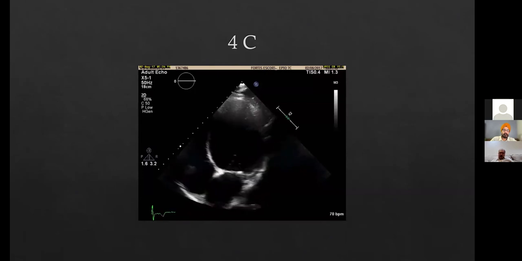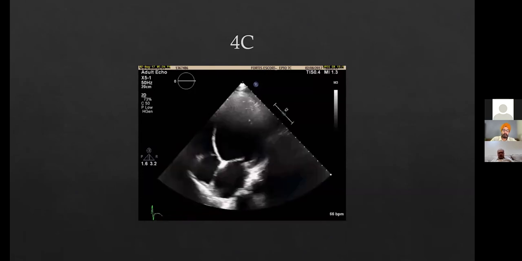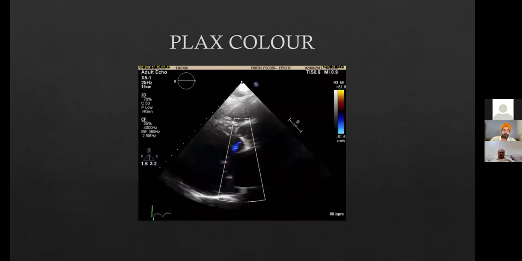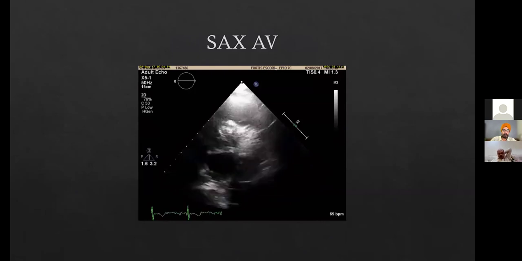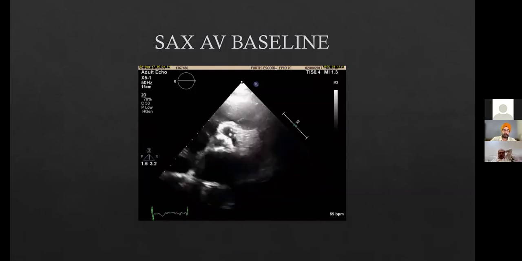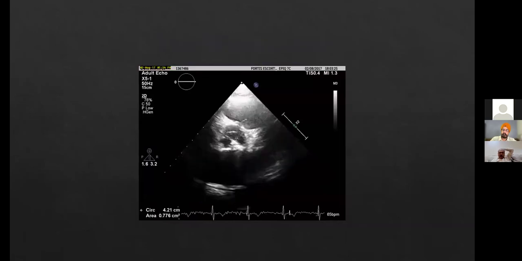Mitral annular calcification is there, but the mitral leaflets move very well. LA pressures are high, clearly so because the interatrial septum is bulging towards the right side. Now, look at the short axis. You don't get a very good short axis when the valve is calcific. This is at the baseline. It is clearly a tricommissural valve, but the valve area is 0.776.